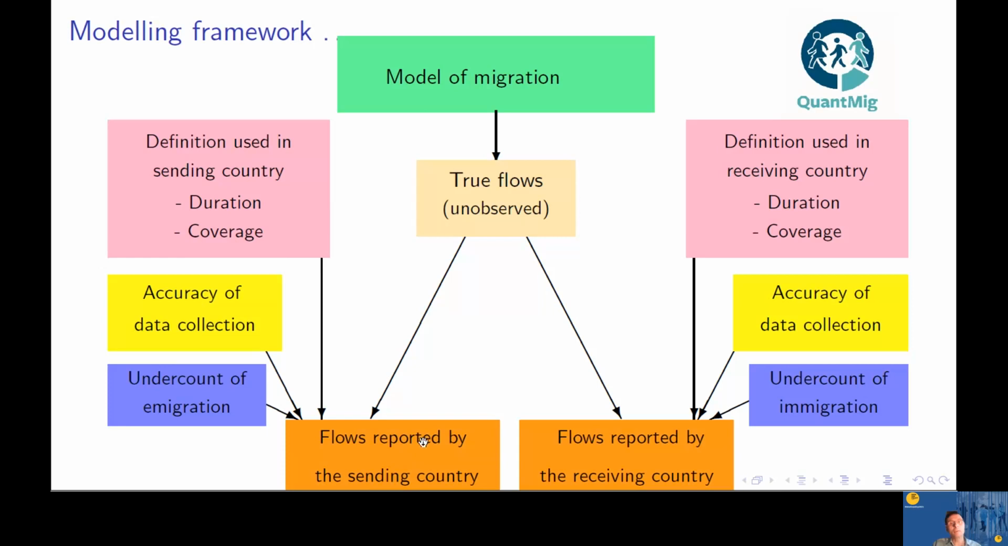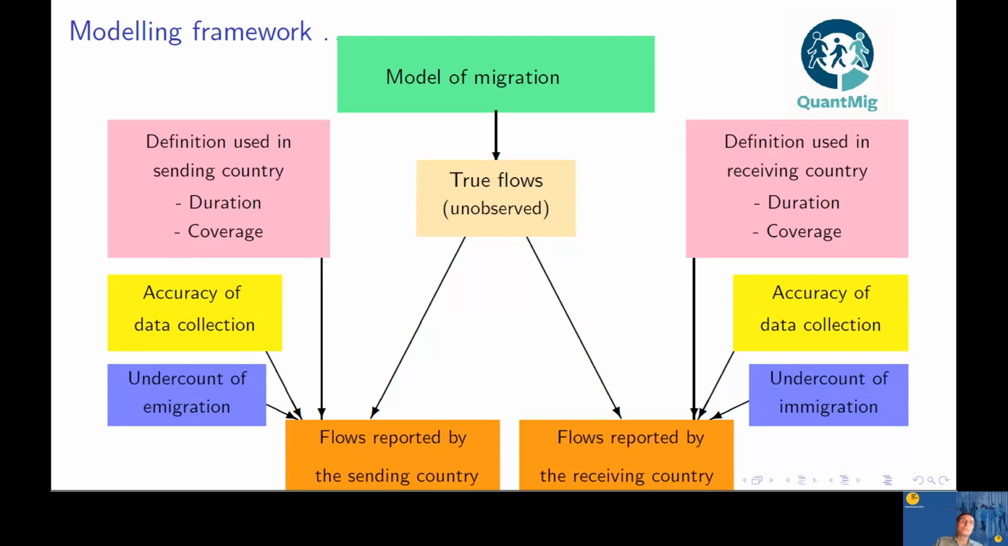And as we saw, we can have two reports. So we can have the true flows determining the reports sent by the sending country, perturbed by the definitions used in the sending country, the accuracy of the data collection in the sending country, and the undercount of the sending country. We also have sometimes the reported flows by the receiving country with the definition, the accuracy, and the undercount that they have. So that's the model.